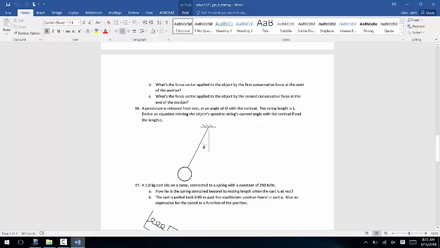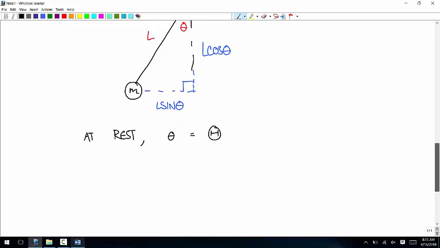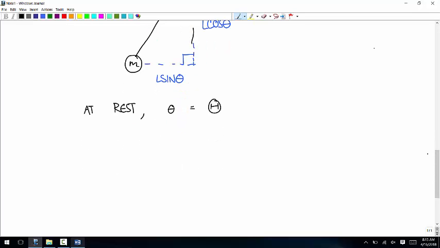And it's released from rest at an angle that's a capital theta. So at rest, this angle is this capital theta. And so we can set up, well, first let's do the free body diagram and make sure that we can use that conservation of mechanical energy.